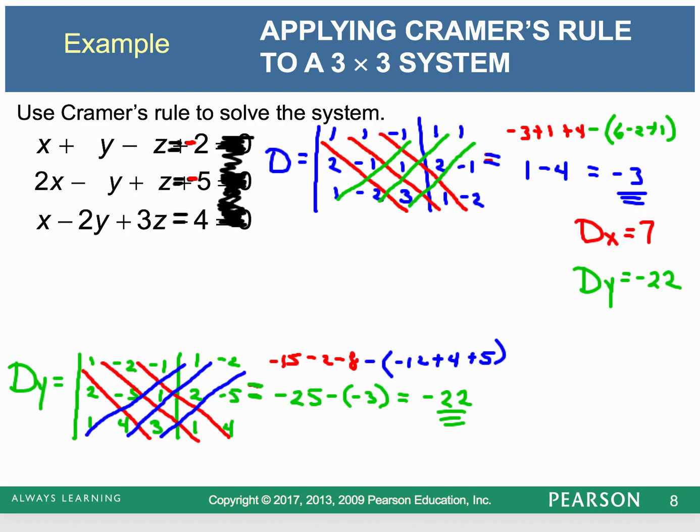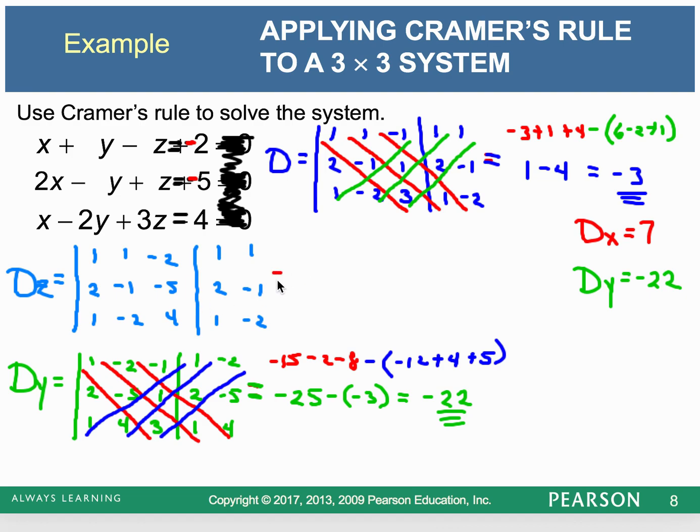Okay, and now let's do d sub z, which means you replace the z column with your answer column. So this will stay the same, 1, 2, 1, 1, negative 2, and then negative 2, negative 5, 4. Okay, so there's that, but to find the determinant, I'm going to repeat these first two columns. 1, 2, 1, 1, negative 2.